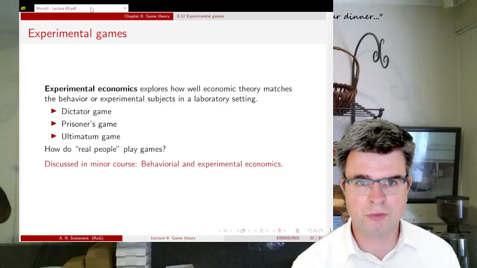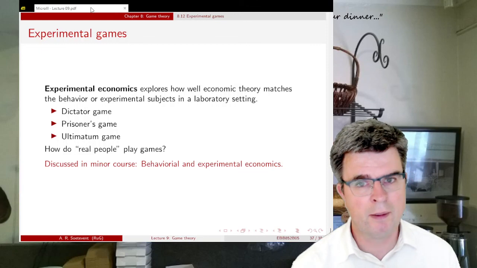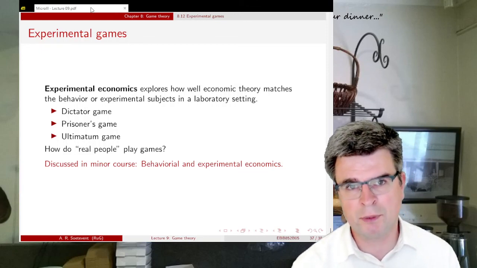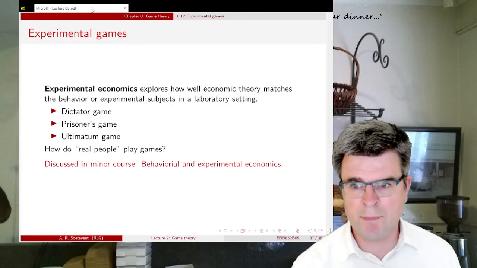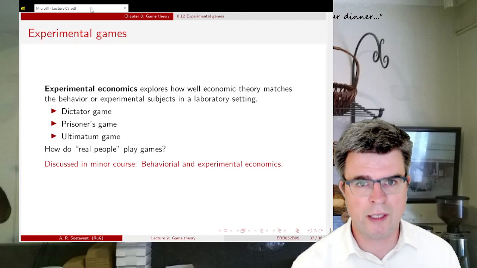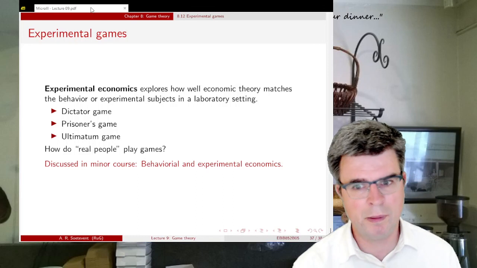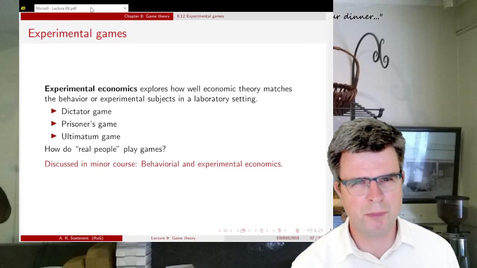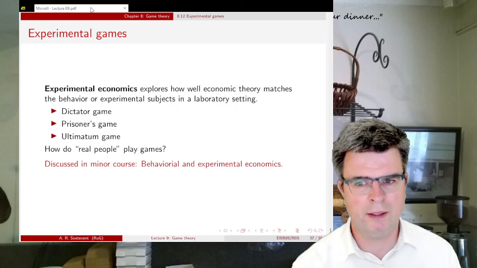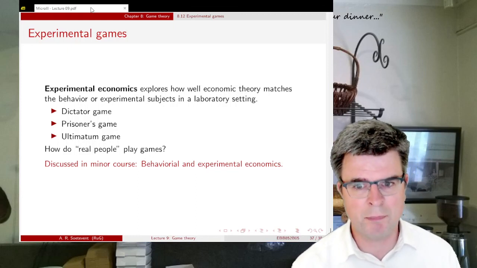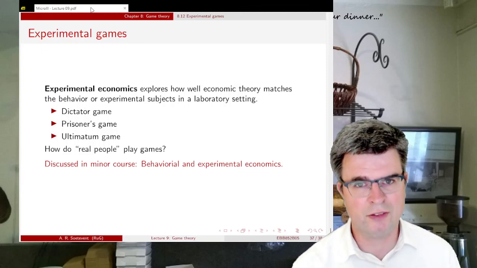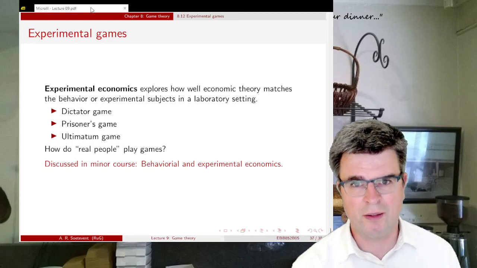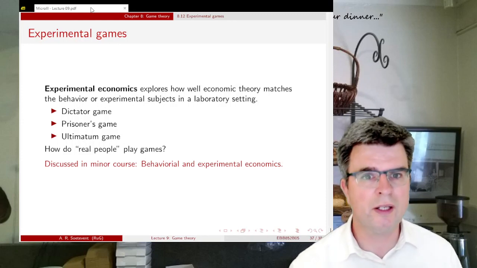Examples of games that have been brought to the lab are the dictator game. We saw an example of that in the previous lecture when we dealt with the Andreoni-Miller experiment, the prisoner's dilemma game, the ultimatum game, and all these games answer the question, how do real people, often they are students, but students are also real people, how do real people play games? And more of this is discussed in the minor course, Behavioral and Experimental Economics. You may have taken that course. If not, and you have another opportunity to take that course, then I really can recommend doing that.